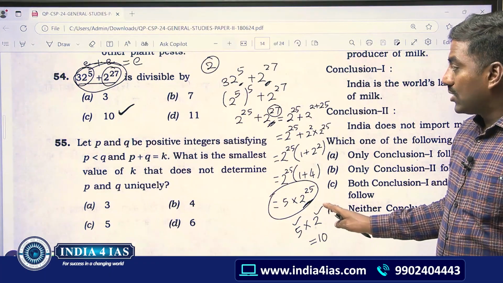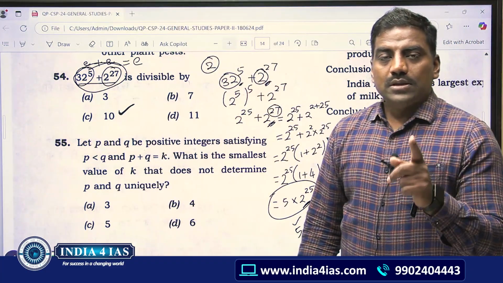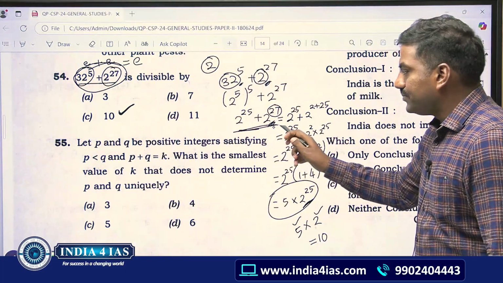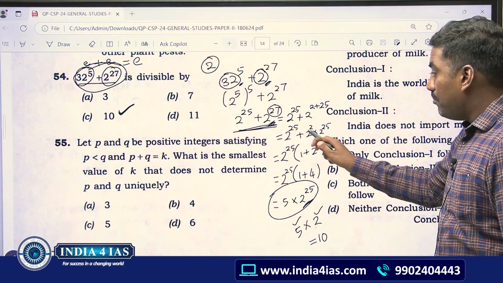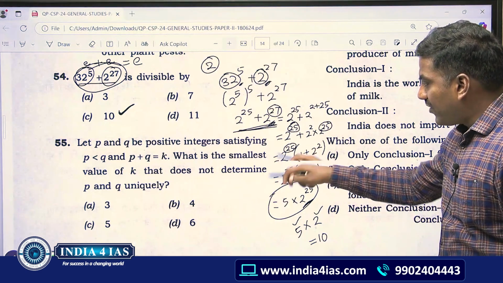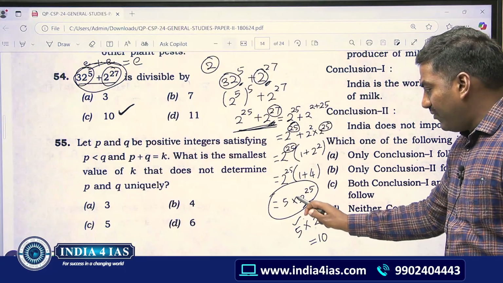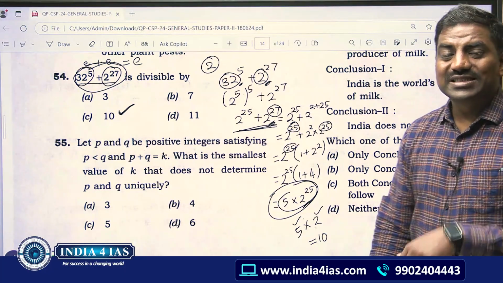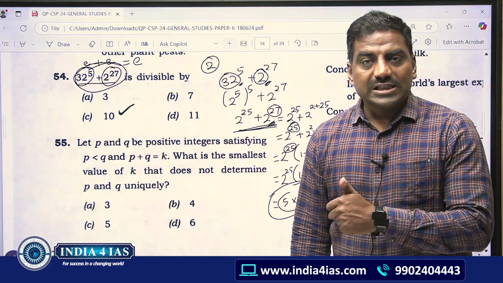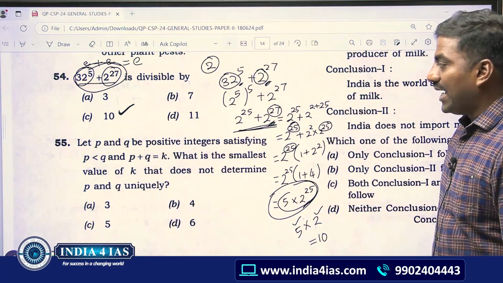So here, what is the clue? First of all, you have to make the bases equal. The first step is to make the bases equal, and solve. And when we arrive at this, make the powers equal. So I have taken 2 to the power of 25 out, and inside I have written 1 plus 2 square. So finally we arrived at this. This is the simplest form that can happen with this particular expression. Now this expression is divisible by 5, and this expression is divisible by 2 also, so the entire expression is divisible by 10.